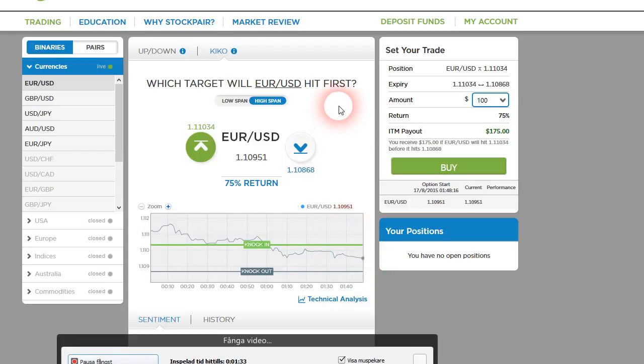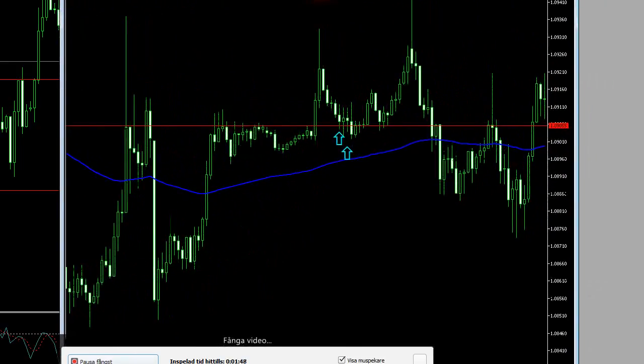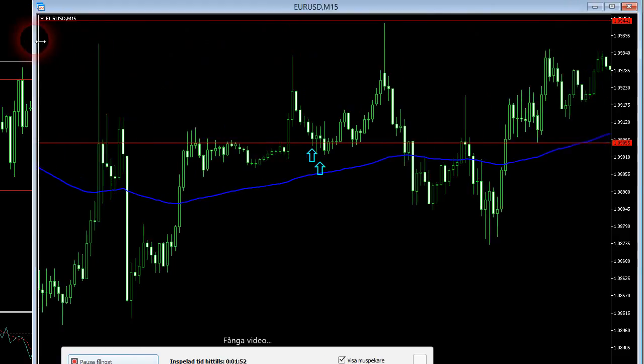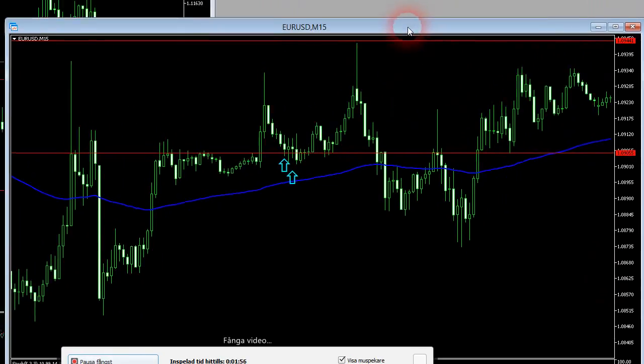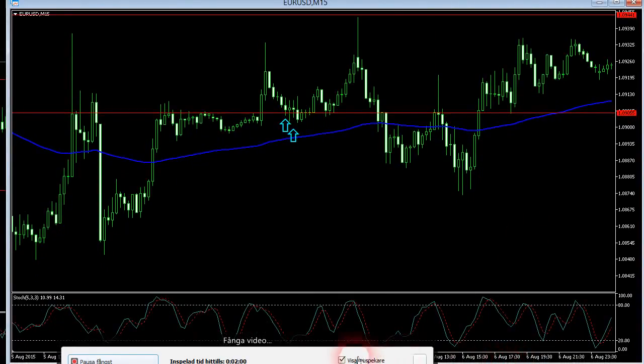So I'm going to show you how I took a couple of Kiko options that expired in the money last week. So let's take a look. Okay, here we have the Euro USD charts. This is the 15-minute chart, as you can see here above, and I also use the stochastic oscillator here.